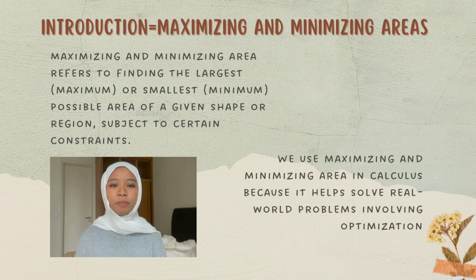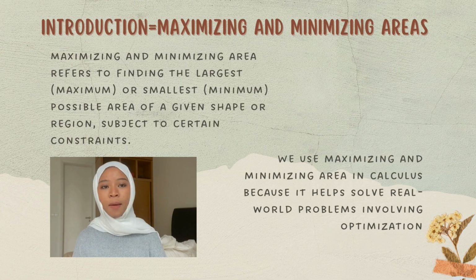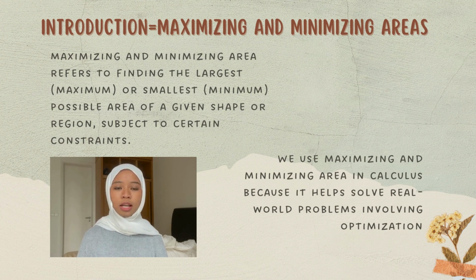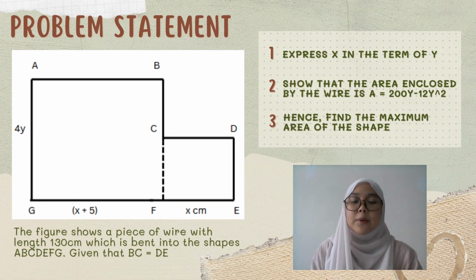So we use maximizing and minimizing area in calculus because it helps solve real-life problems involving optimization, where the goal is to make the best use of resources or achieve the most efficient outcome. These concepts are crucial in various fields such as engineering, architecture, economics, and physics, where the area is often the critical factor. Next, we will go to the problem statement.